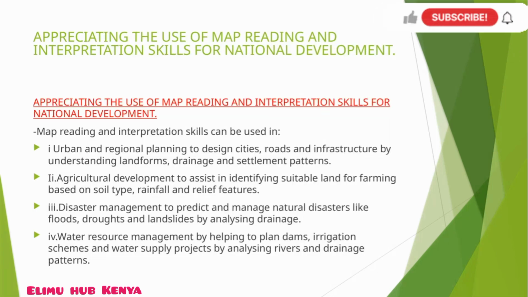Let's take a moment to appreciate how map reading and interpretation skills play a vital role in national development. These skills help urban planners design cities and infrastructure by understanding the land's shape and water flow. They guide agricultural decisions, pointing to the best farming areas based on soil and rainfall. They're crucial in disaster management, helping predict floods or landslides. And they support water resource planning, ensuring dams and irrigation systems are well placed. In short, maps help us build smarter, safer, and more sustainable communities.